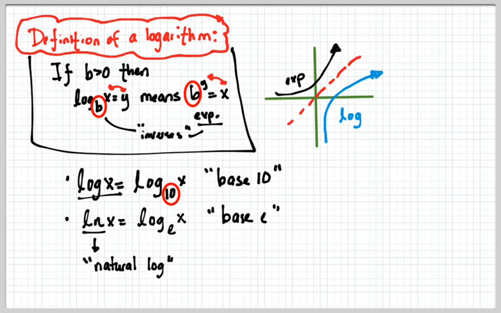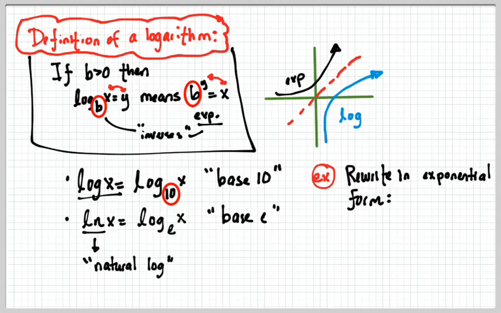Before we move on to graphing, we need to make sure we can translate, at least simply. So we're going to rewrite in exponential form, and we're going to look at a couple examples. The first one will be log base 4 of 64 equals blank.